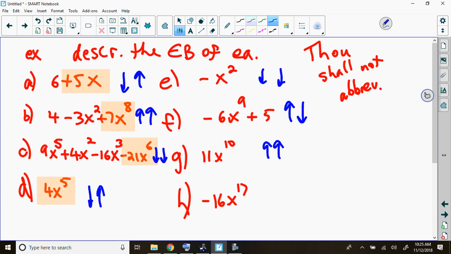It's odd, so we're not going to do the same thing on the ends. We're going to do the opposite things on the ends. It's negative. It's going to be going down on the right, right? Down on the right. So this one's up down, right?